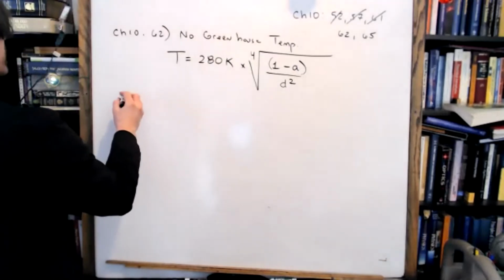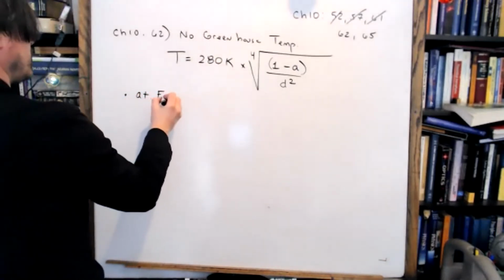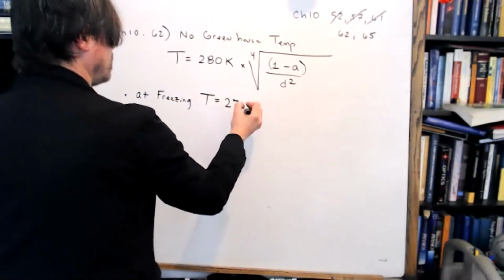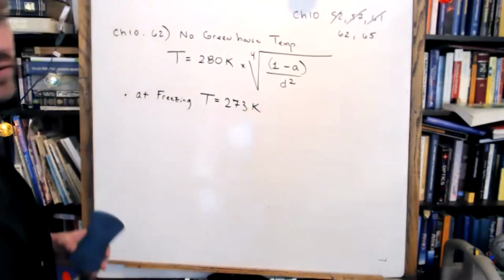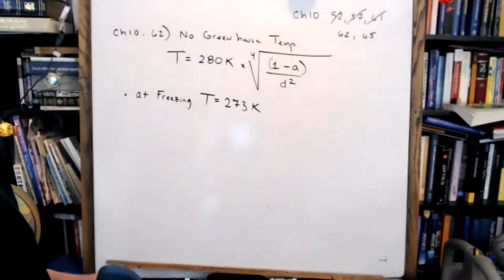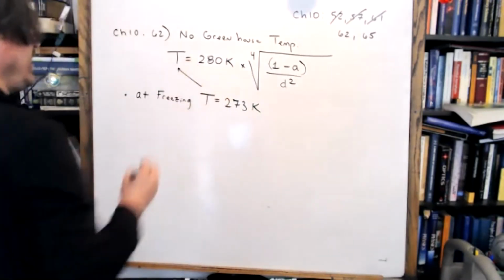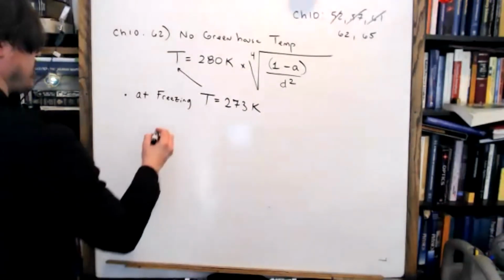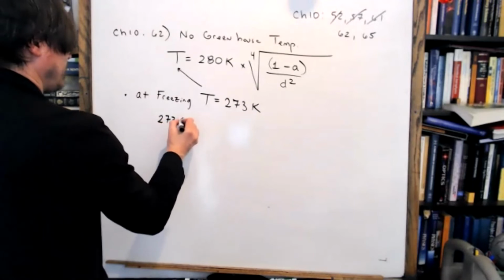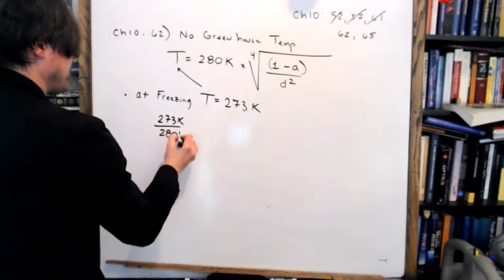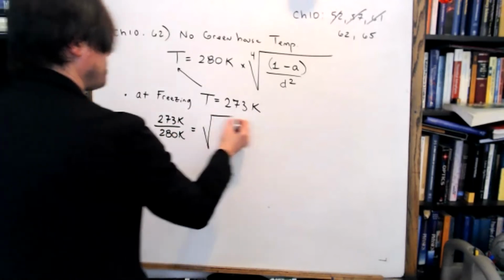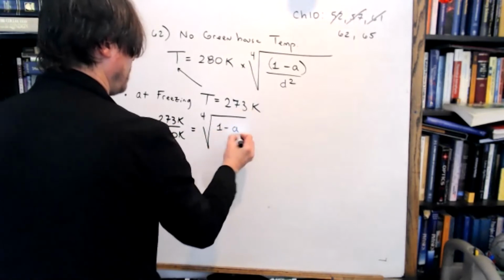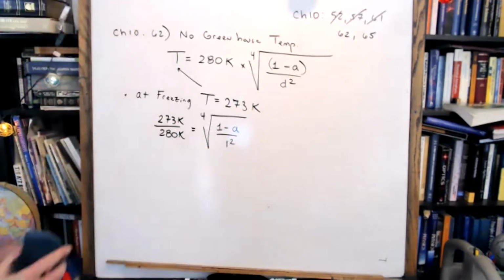Okay, for the third part, at freezing temperatures, 0 degrees Celsius is 273 Kelvin. I'm going to plug that in and divide both sides by 280. So I have 273 Kelvin over 280 Kelvin is the 4th root of 1 minus A over 1 squared.